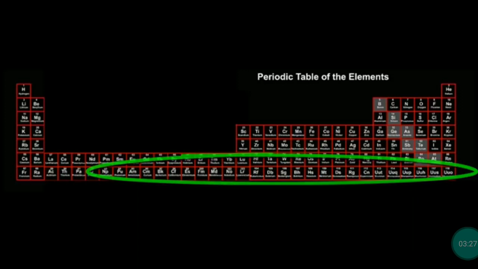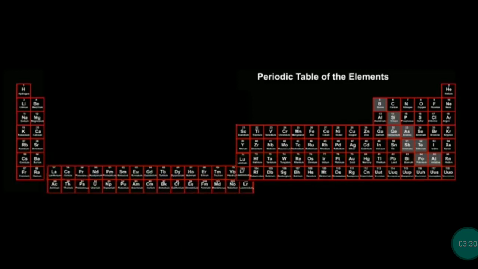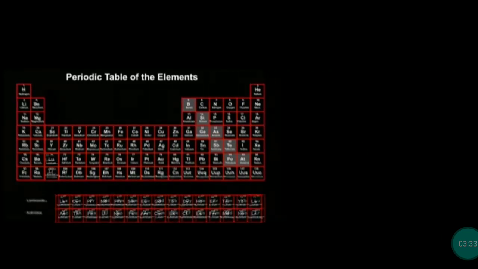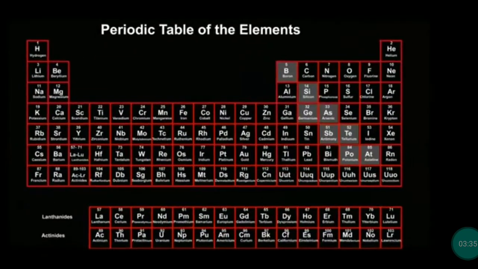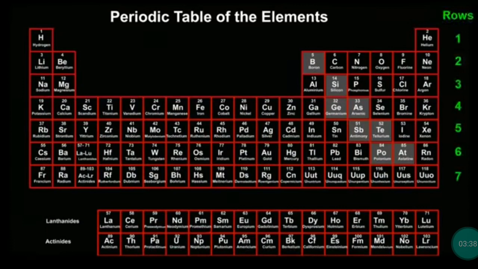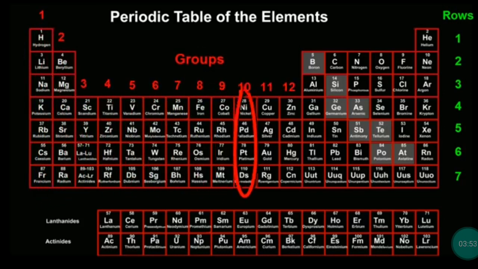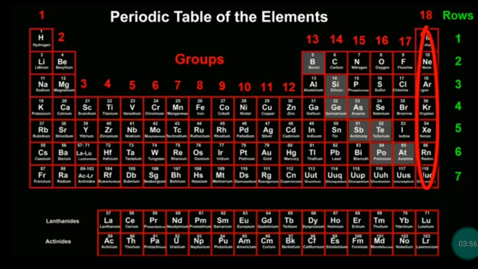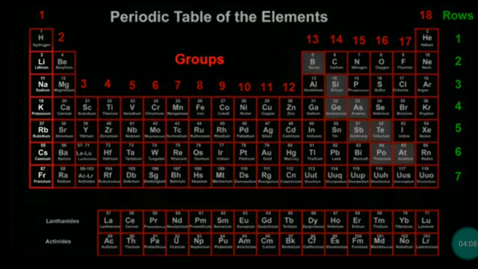Let us take the table in its original shape. We can see there are several vertical columns in the periodic table, which are called groups. How many groups are there? 1, 2, 3, ... 18. It consists of 18 vertical groups. Groups consist of elements which are similar to each other, like members of a family.